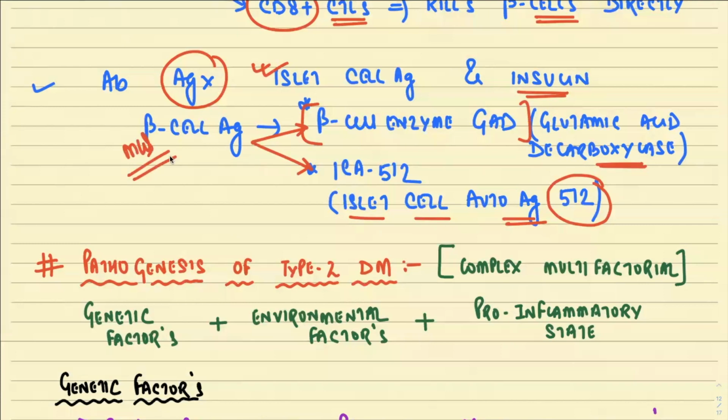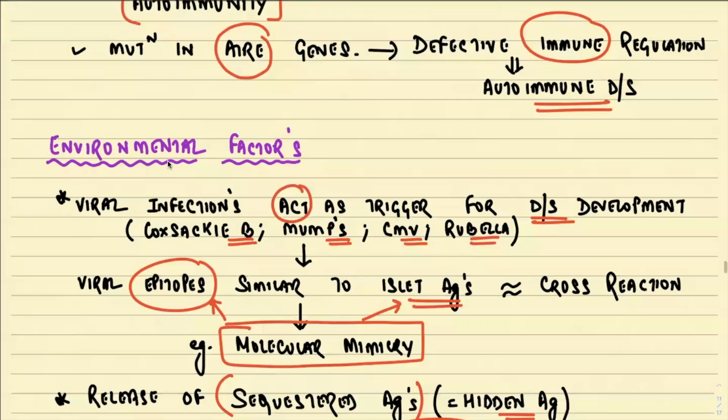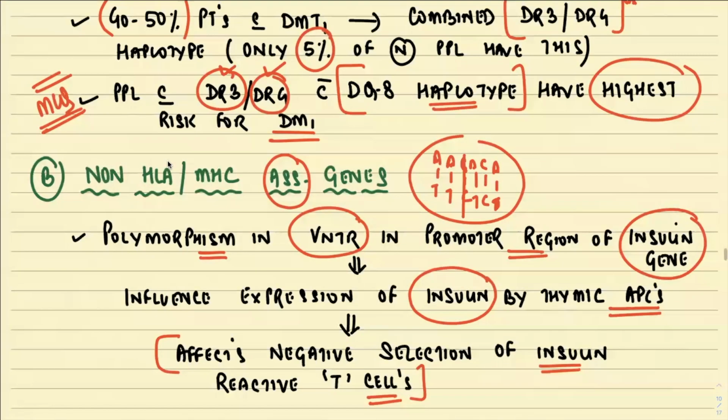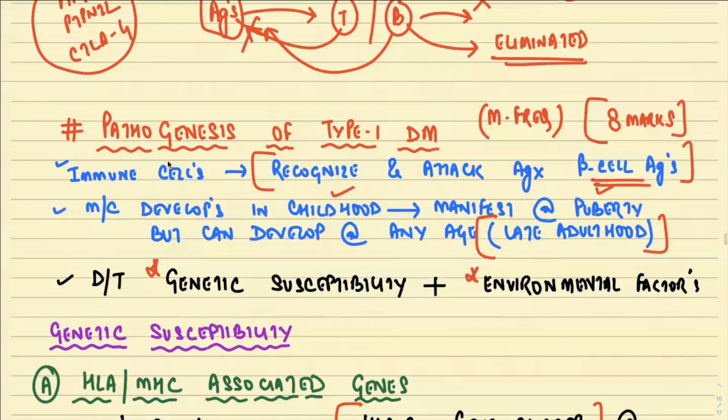Okay. So with this, we have completed in detail the pathogenesis of type 1 diabetes mellitus. Does any one of you have any kind of doubt regarding the pathogenesis of type 1 diabetes mellitus? Is it very clear? Okay.